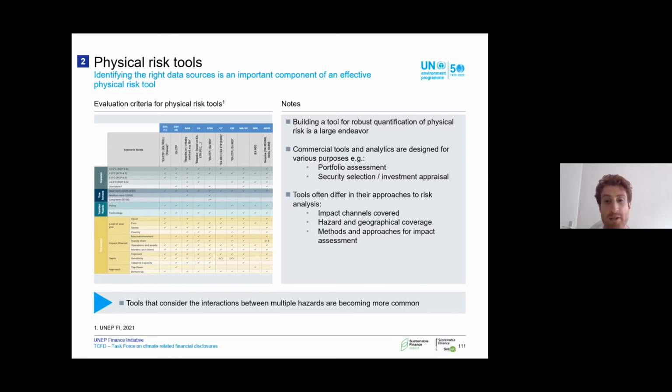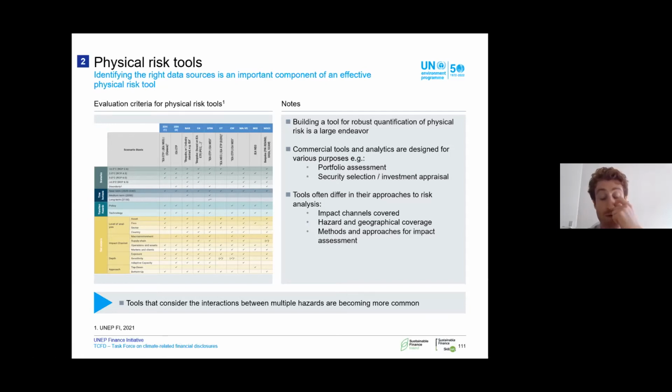In the report, there's a lot of different opportunities to see how different tool providers cover these different features. There's also an opportunity to see the granularity of their assessments, and furthermore, an opportunity to see what type of assets they look to cover. Are they covering physical assets? Are they covering securities? Are they integrated with physical and transition risks together? There are really a number of opportunities to put these pieces together in order to evaluate physical risk.